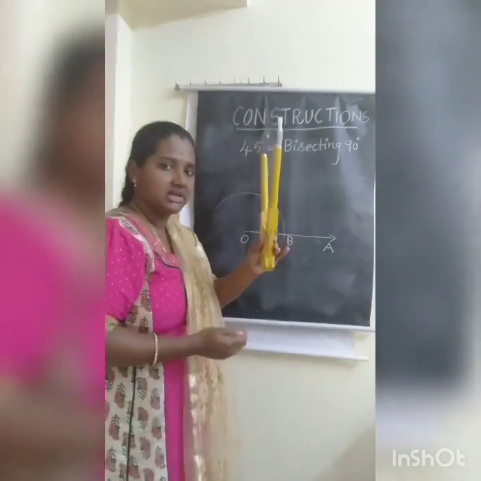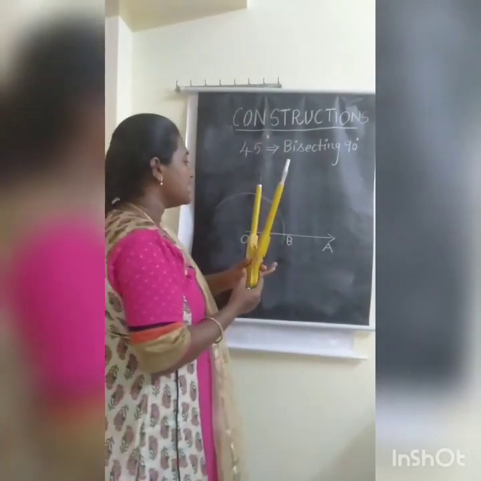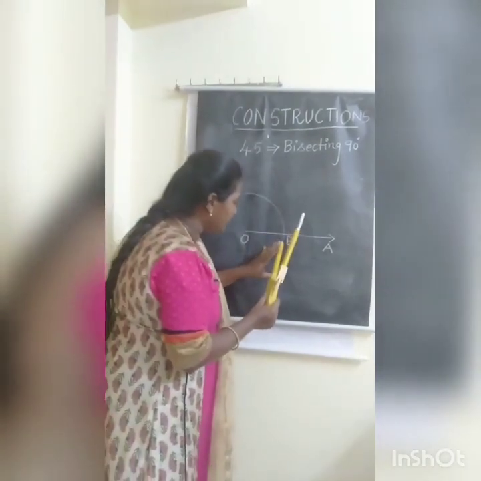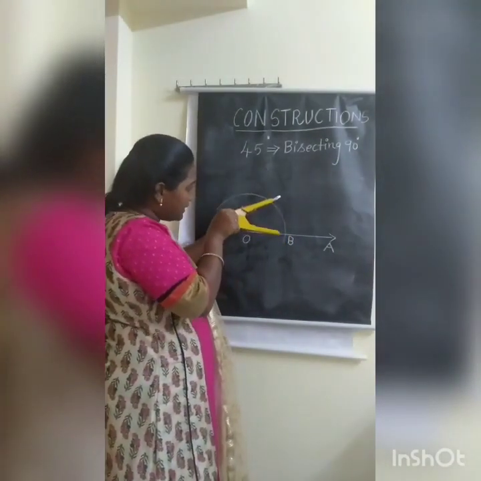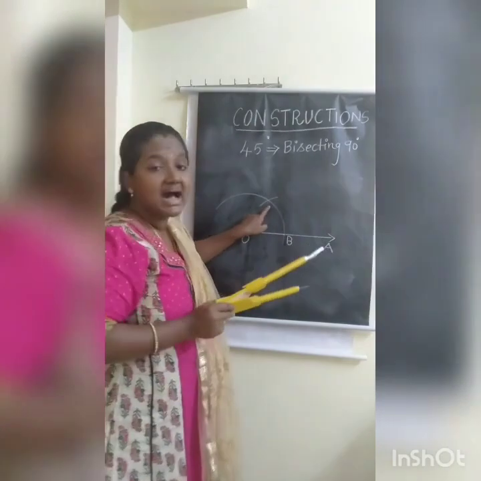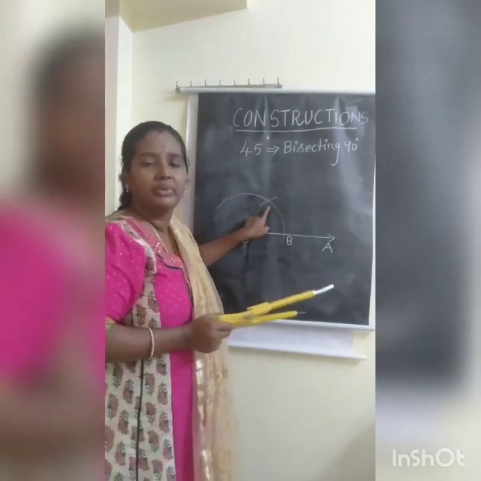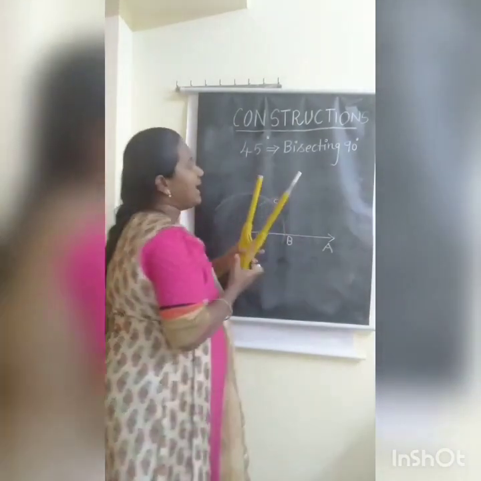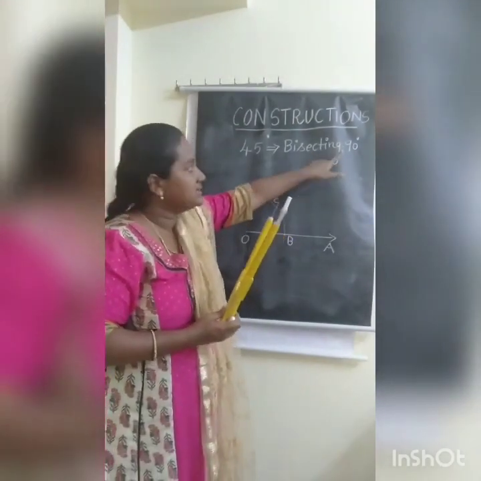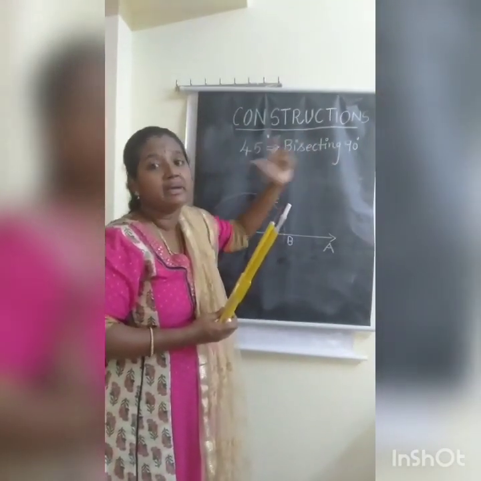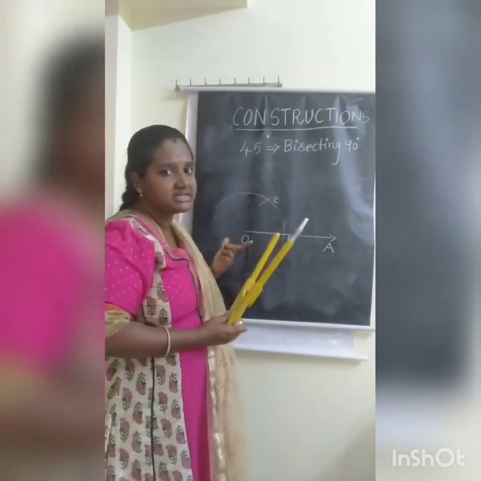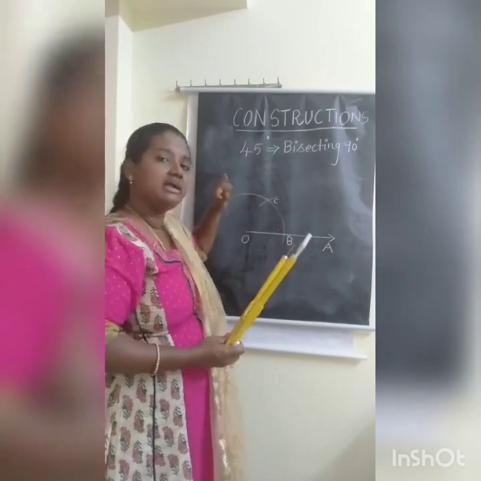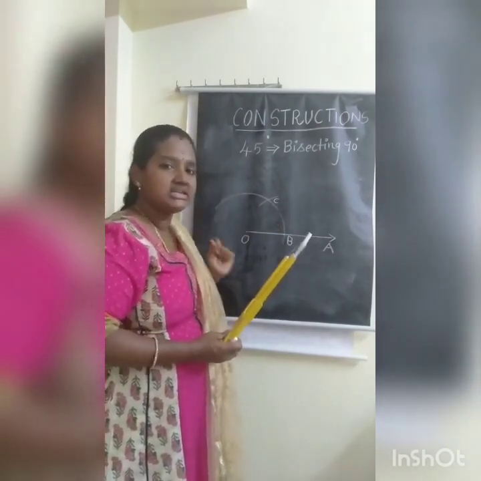Without changing your radius, I am going to keep my fixed point of the compass on B and draw an arc. We know this arc will give us 60 degree. I have to construct 90 degree. This 90 degree can be achieved by bisecting 60 and 120 degree. So first step, we have arrived at 60 degree. Next step, we have to reach 120 degree.